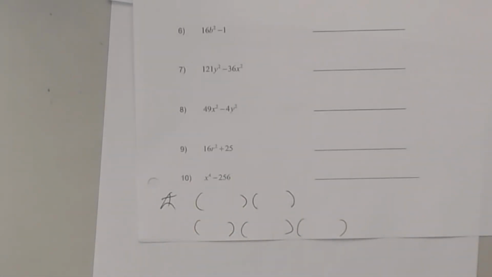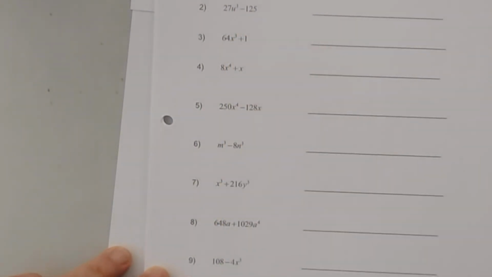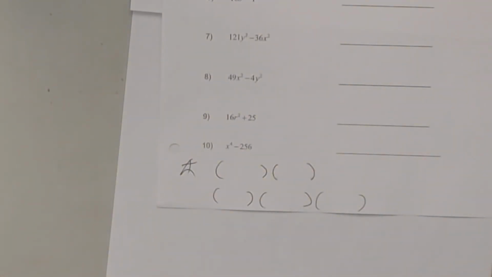Then this is the sum and difference of two cubes. Sum and difference of two cubes. All right, so those are the two. I'm going to put this right here. When you leave, those are the two.